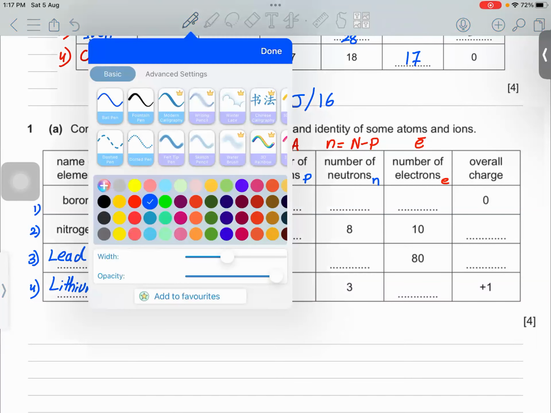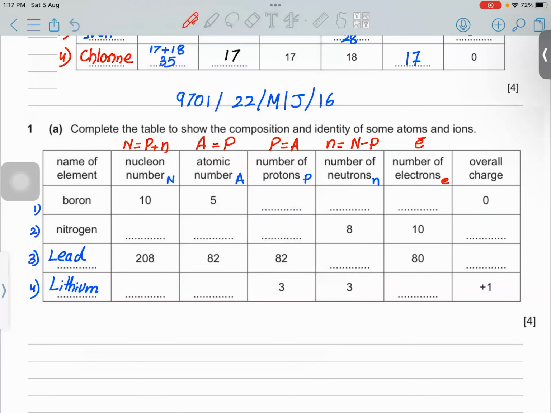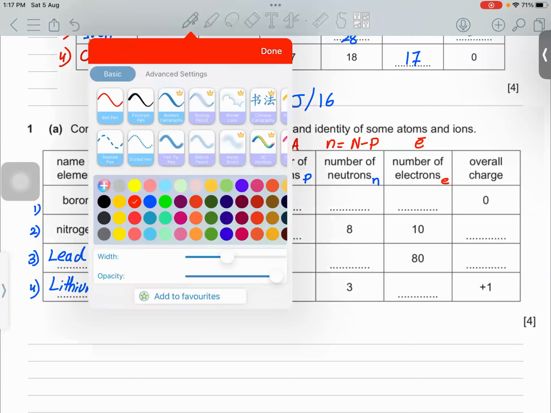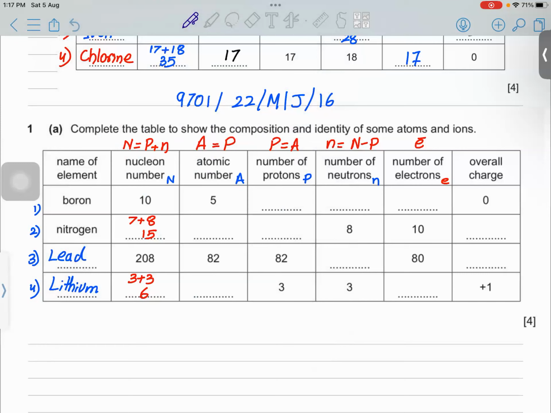Now, Hamza, have you done? Yes, sir. I'm done. Tell me the nucleon number of nitrogen and lithium. So the nucleon number of nitrogen is going to be 15. Yeah. Because 7 plus 8 is 15, correct? And lithium? The lithium is going to be 6, because 3 plus 3 is 6. Correct. Mashallah.